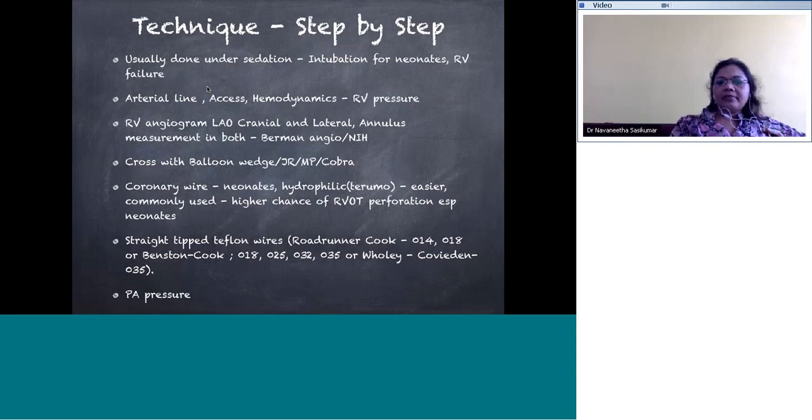I'll jump into the technique step by step. I hope this is just a revision for all of you, because this is one of the most commonly done procedures in most catheterization laboratories across the world. It is generally done under sedation, and intubation is recommended for neonates as well as those in whom the hemodynamics have already deteriorated, like those who are in RV failure.